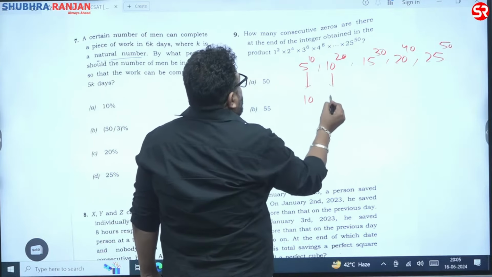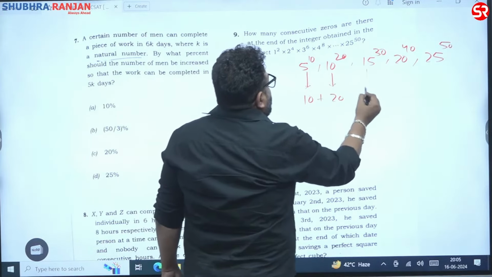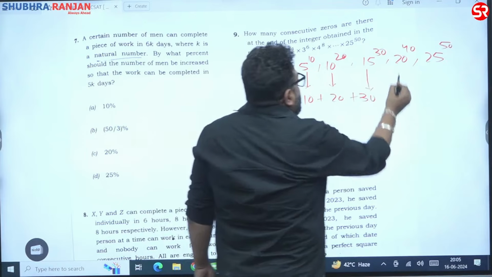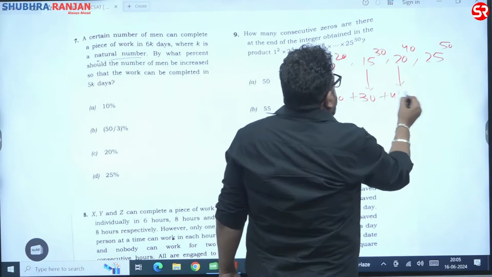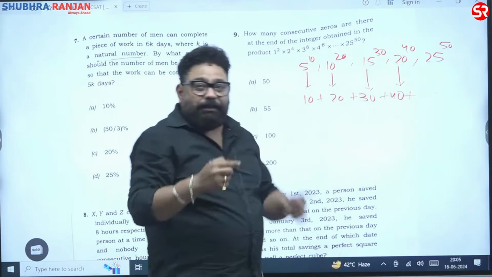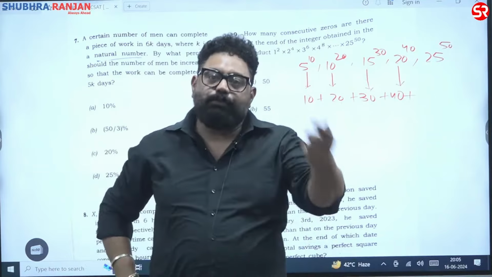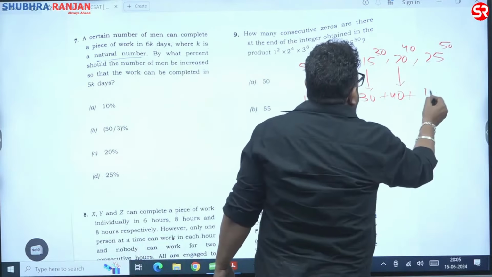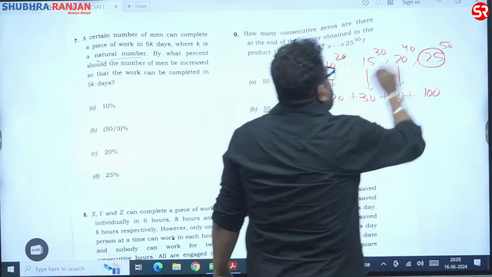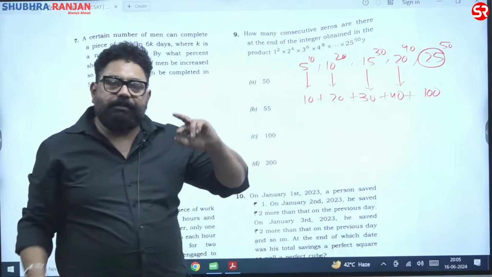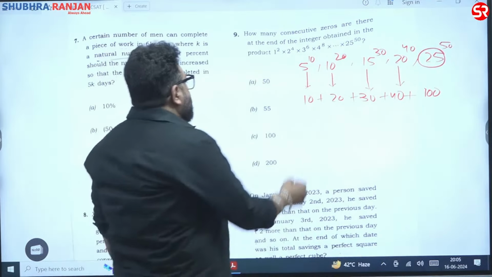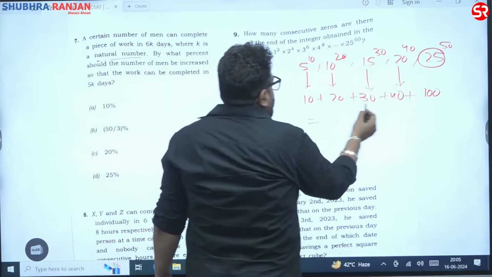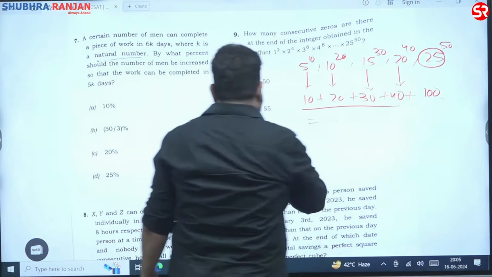Over here you have 20 5s. Over here you have 30 5s. Over here you have 40 5s. And over here 25 to the power 50. 25 is 5 square, which means there is 100, because it is 5 square. So 2 into 50 is 100. So the total number of zeros at the end is actually going to be 100 plus 100, 200.